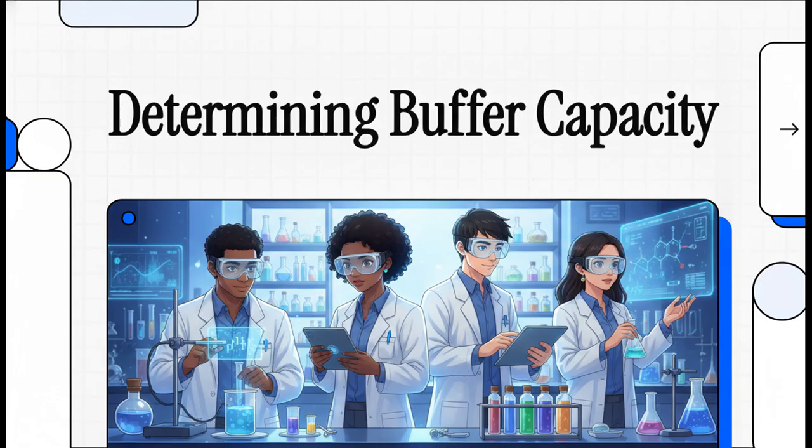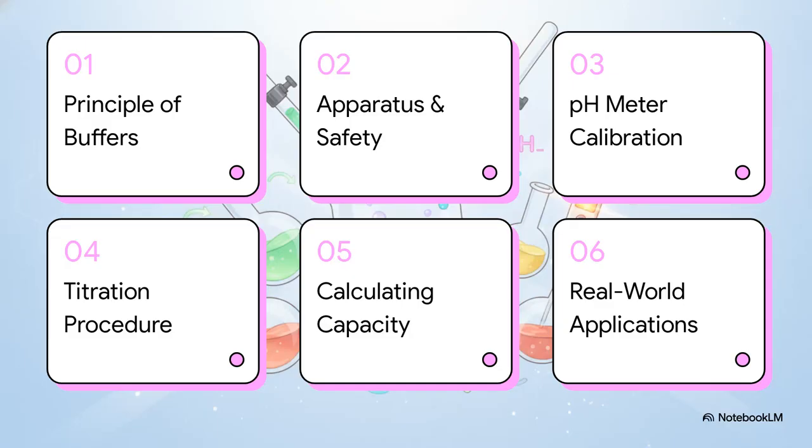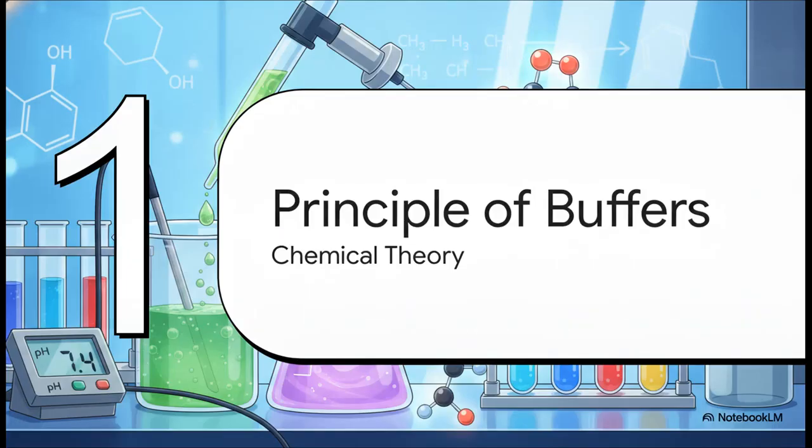We've got some fantastic source material to draw from today, so let's get those safety goggles on and get to work. Here's our lab manual for today. We'll start with 1, the principle of buffers. Then 2, apparatus and laboratory safety. 3, pH meter calibration. 4, the titration procedure. 5, calculating buffer capacity. And finally, 6, real-world applications. Okay, let's dive into this.